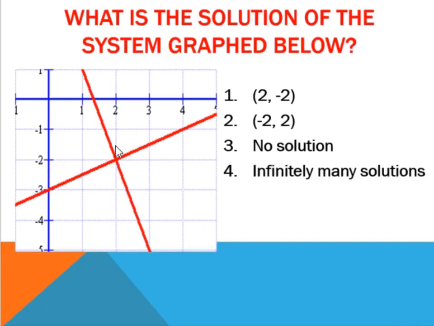So looking at the graph, we have line 1 and line 2 intersect at this point. And we have to find out what is the coordinate of this point where the two lines intersect. The value of x is 2 and the value of y is negative 2. Therefore, our solution to this system is 2, negative 2.